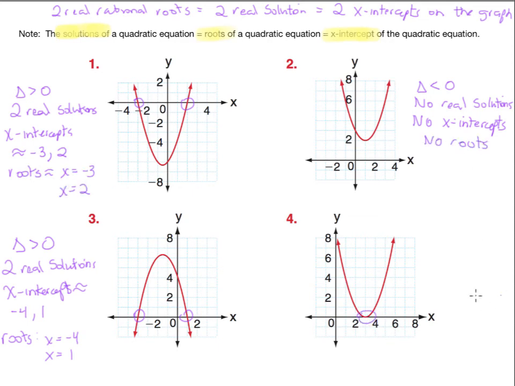On example 4, we only intersect the x-axis once at the vertex of the equation, so that tells us our discriminant is equal to 0. There is 1 real solution, 1 x-intercept, and 1 root. And that appears to be approximately x equals 3.